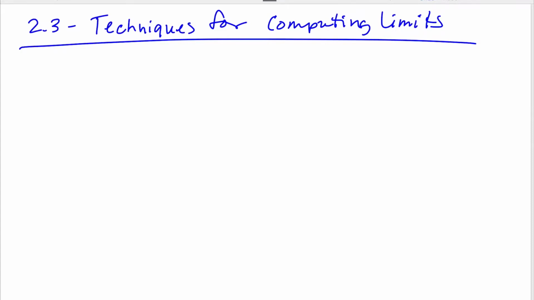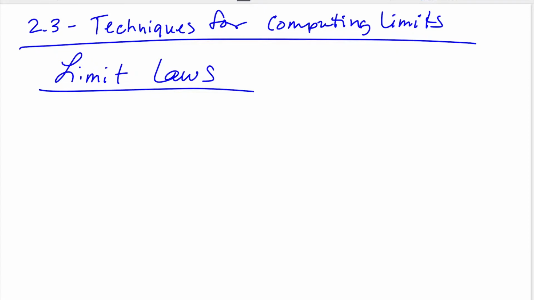All right. Now we're going to do some techniques associated with our limits. We're going to compute them. We've seen the basics behind what we're doing with a limit. Now we're going to compute some of these limits. Before we get into all of that, we're going to have some limit laws. So let's talk about that first.